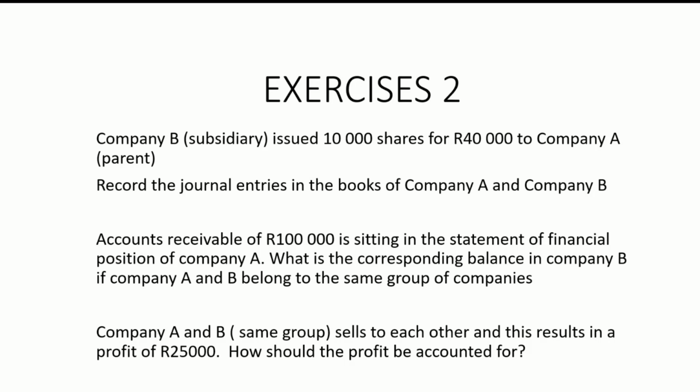Company A and B are in the same group of companies. They sell to each other. You know, a group of companies can sell. A parent can sell to a subsidiary, or a subsidiary can sell to a holding company or a parent. This resulted in a profit of 25,000. How should this profit be accounted for?